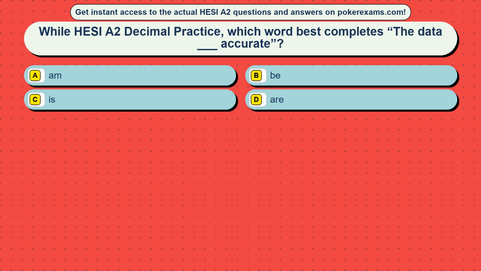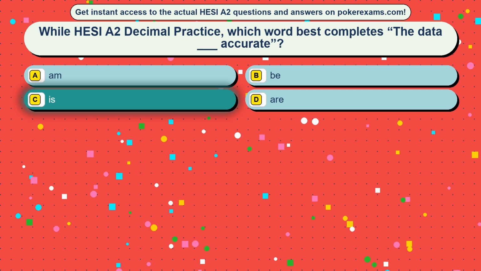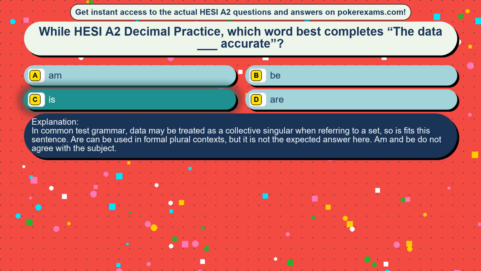Question 47. While HESI A2 decimal practice, which word best completes the sentence, "The data blank accurate"? Option A, them. Option B, be. Option C, is. Option D, are. The correct answer is option C, is. In common test grammar, data may be treated as a collective singular when referring to a set, so is fits this sentence. Are can be used in formal plural contexts, but it is not the expected answer here. A and B do not agree with the subject.